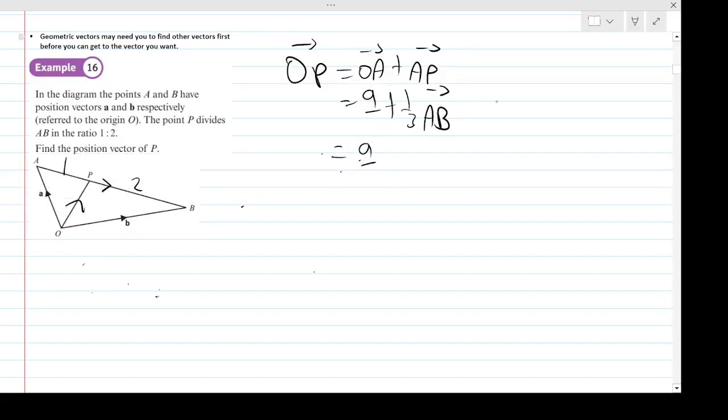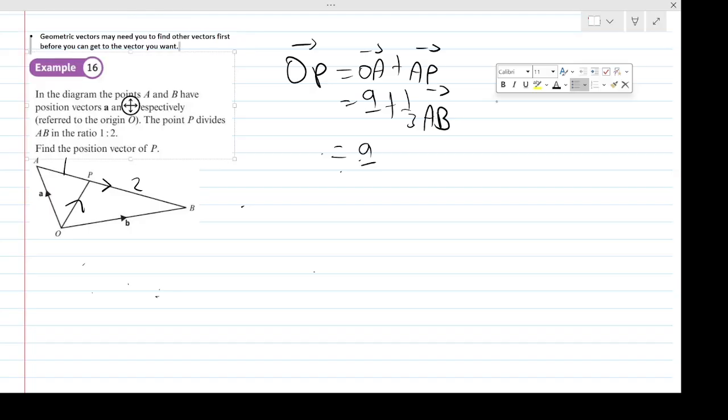So this is why I say this little hint up here. We're told that with geometric vectors, when you're finding the vector, in this case O to P, we want to find O to P, but in this case we also then need to find AB, which we're also not given. So we need to find the vector for AB and then work our way to OP. So we might need to find a vector and a vector, okay?